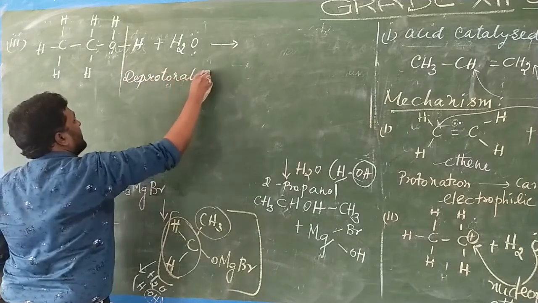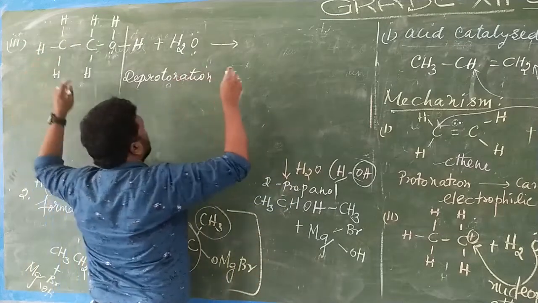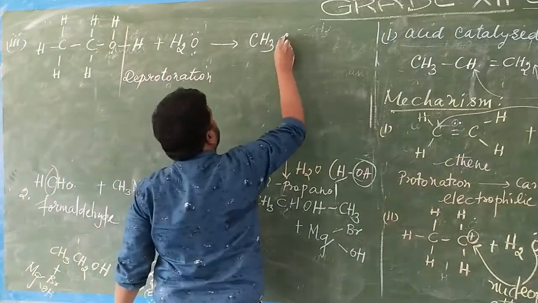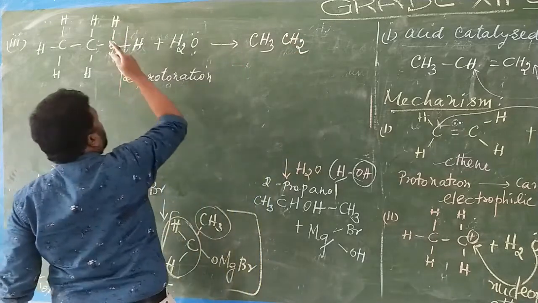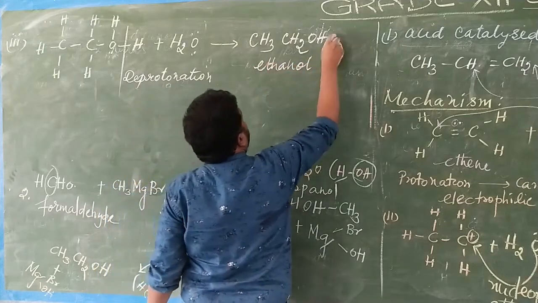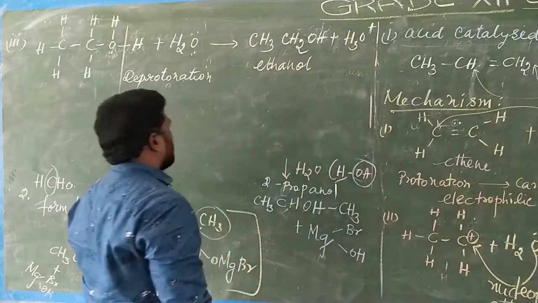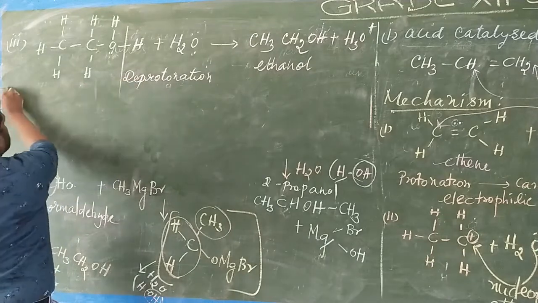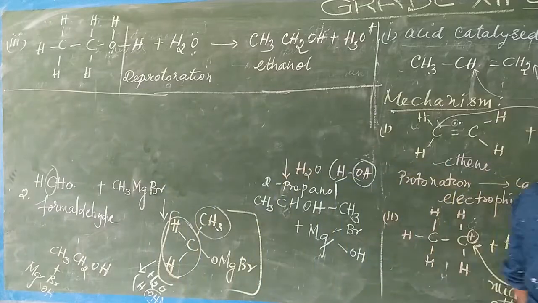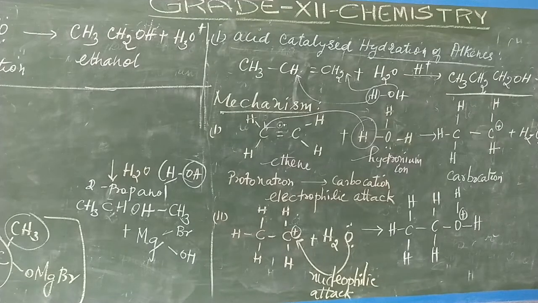Protonation. This is called as what? Deprotonation. Deprotonation, what is the product? CH3, CH2, then this OH, ethanol. Plus H2O plus H, H3O plus, hydrogen ion formation. So this third step is called as deprotonation. This is the first reaction from alkenes that I have taken for you. Now coming to the second one.